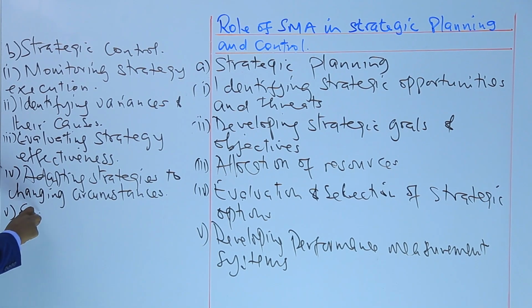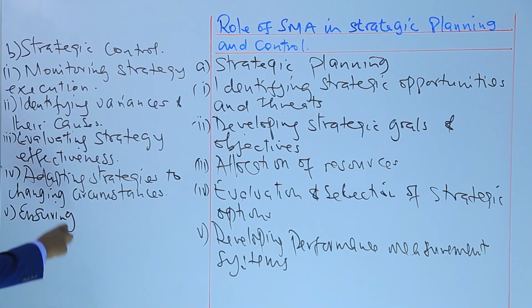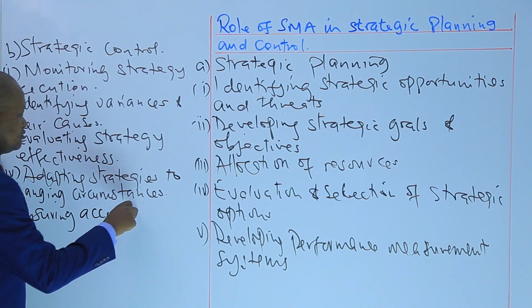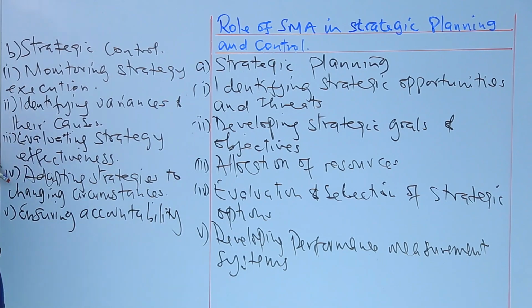Five, it helps ensure transparency or accountability. It is through strategic management accounting that accountability is ensured. SMA helps hold managers accountable for achieving strategic objectives by providing clear performance metrics and reporting on progress. And candidates, these are the roles of SMA in strategic planning and control.